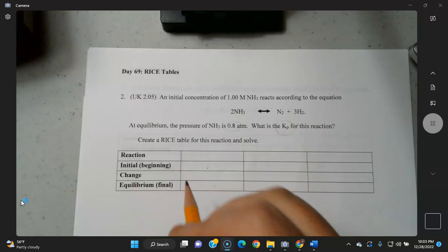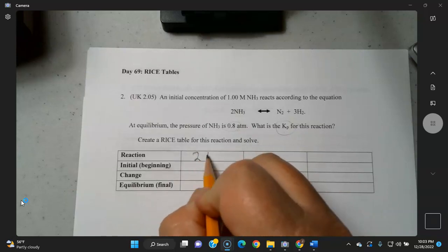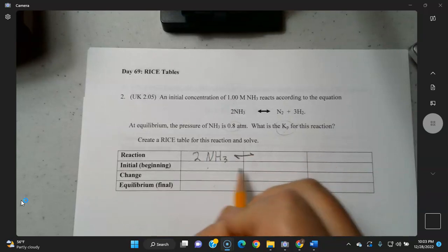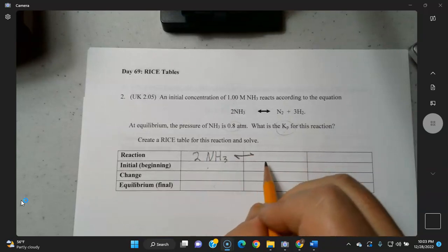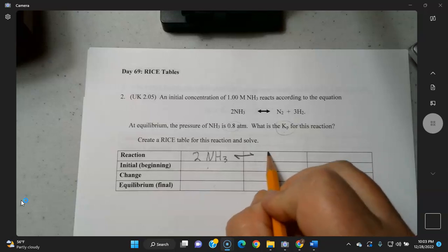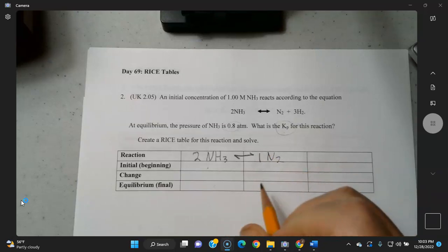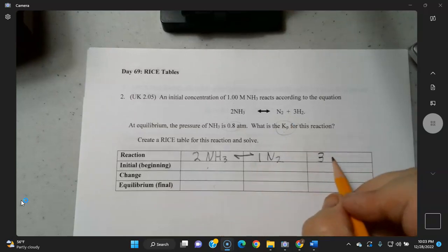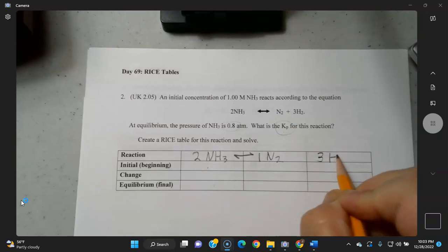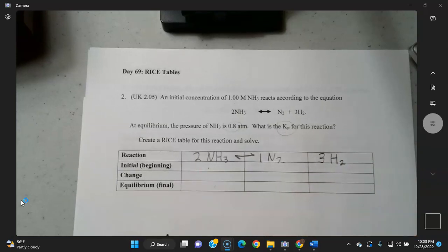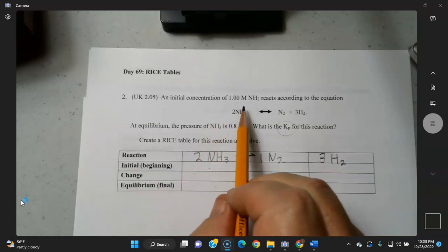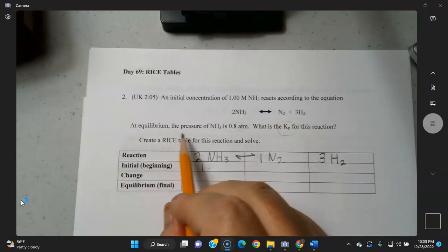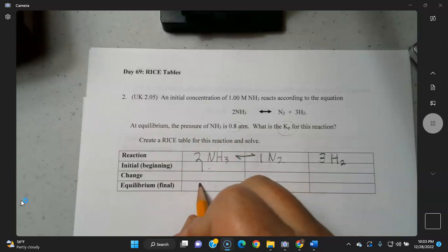So let's see. We're going to start with, and our arrow is right here, so we want to separate reactants and products. This is a decomposition reaction. There's a 1 coefficient there. I don't put the plus sign in, but I definitely put the arrow because I want to be sure I know which side is reactants, which is products. Okay, there you go. So it says initial concentration of this is 1. And it says at equilibrium, the concentration is 0.8.